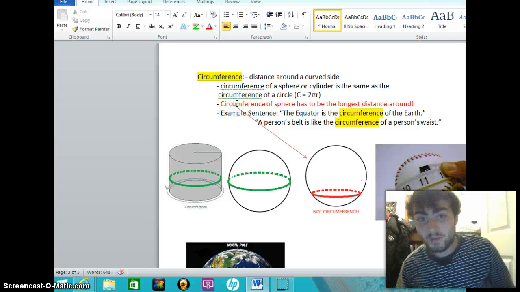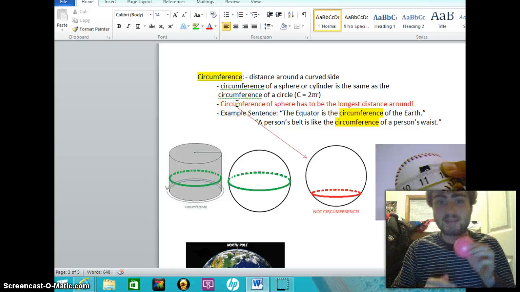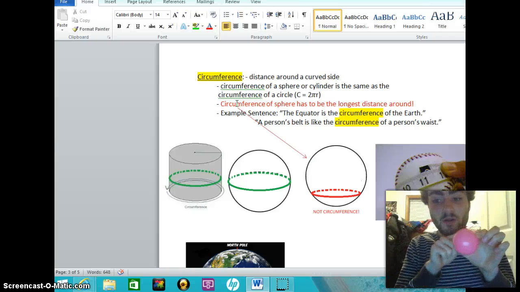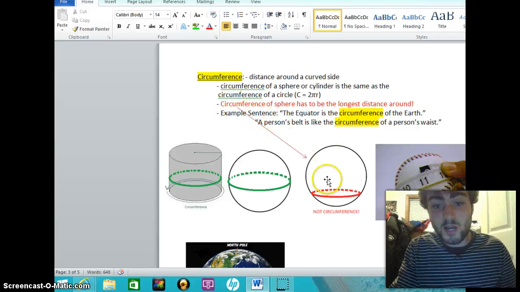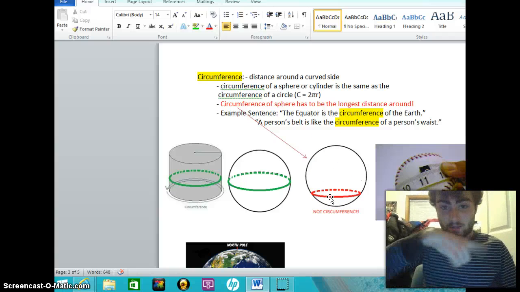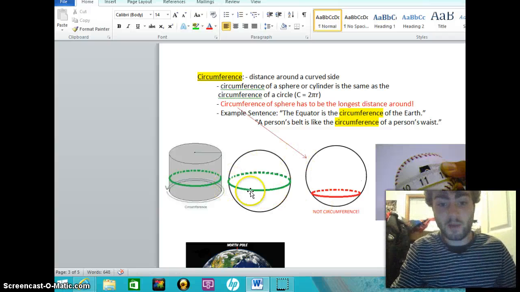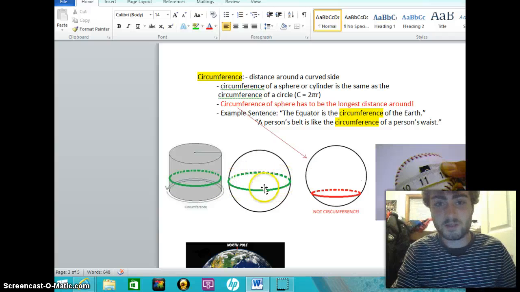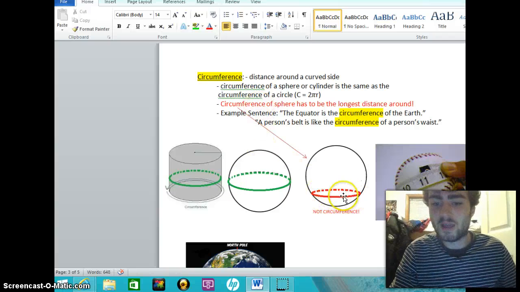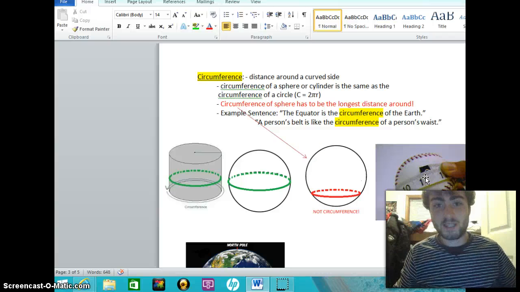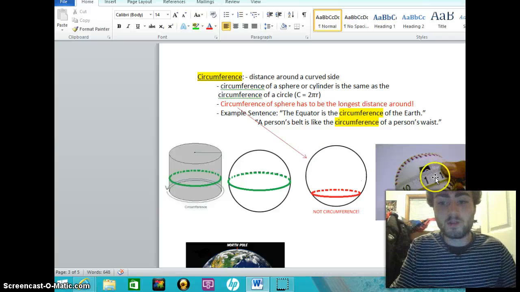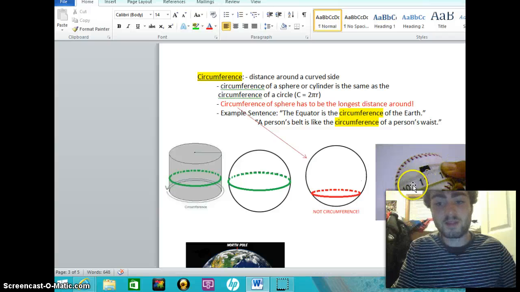Now, when you do the circumference of a cylinder, it has to be the longest distance around, right at the middle. If you measure right around here, look at this drawing, please. The circumference has to be the long way around the cylinder, or I'm sorry, the sphere. The circumference cannot be the short way. It has to be the long way. So when you find the circumference of a baseball, remember, a baseball is a sphere. You measure the long way, right in the middle.